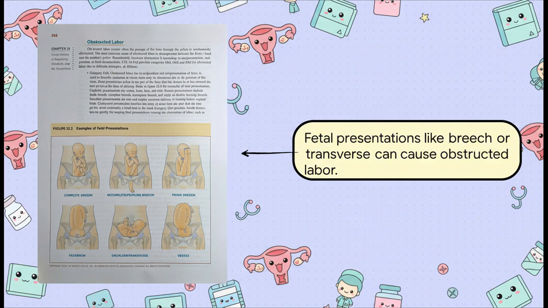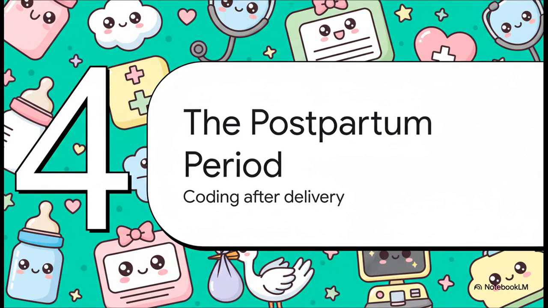A normal delivery is what we call a vertex or head-first presentation. But you can see all these other positions, like breech, that's feet first, or transverse, where the baby's completely sideways. Any of these can lead to obstructed labor, and each one has its own specific code you have to use from the O64 category.